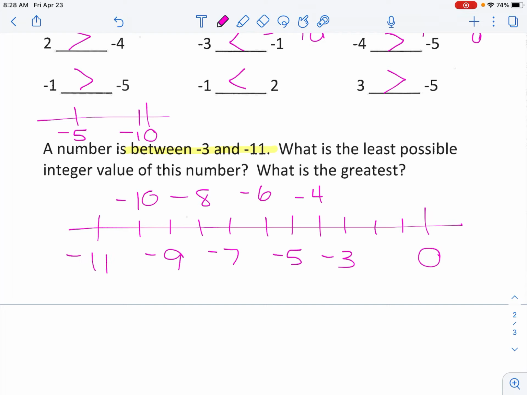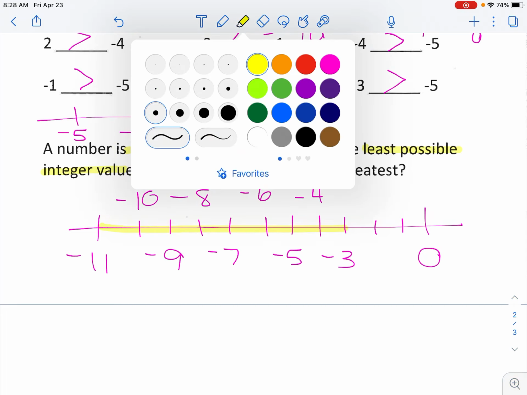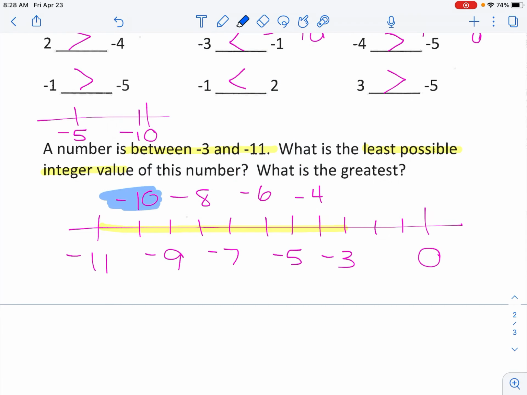Okay, look at the way the question is worded very carefully. A number is between -3 and -11. So we're only looking at these numbers right here. Question, what is the least possible integer value? Well, if it's an integer, it has to be the opposite of a whole number. Least, remember, left is less. So the least possible number would be -10, because -10 is between -3 and -11. It's the farthest one to the left.